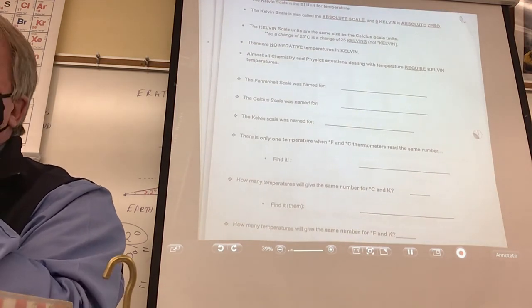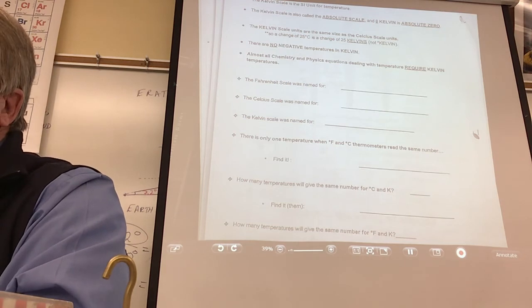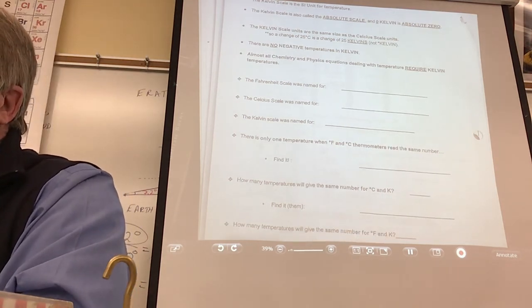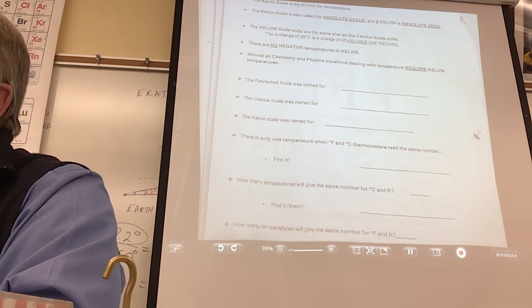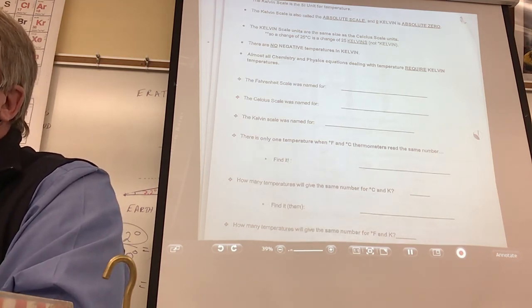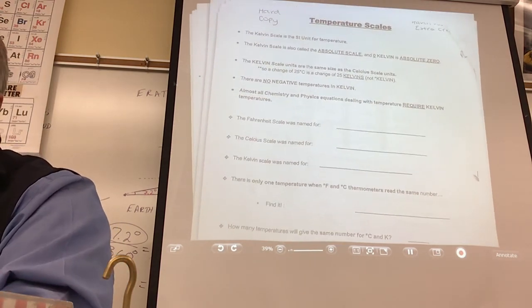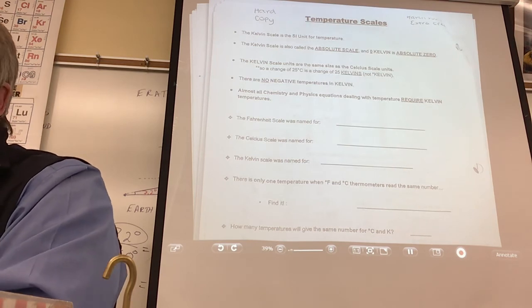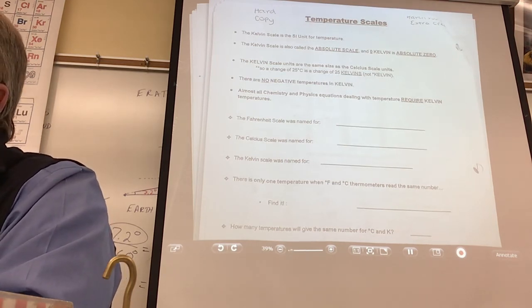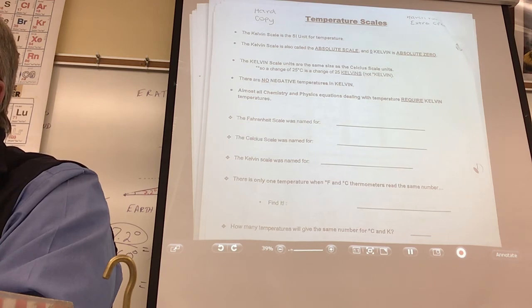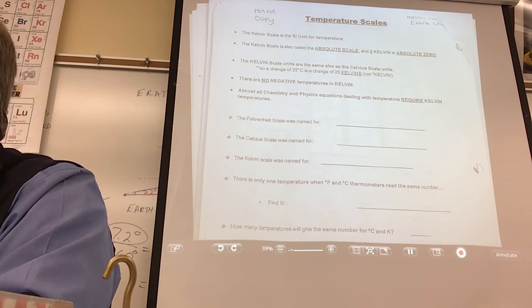And this one, I just want to tell you a tiny bit of history, not a lot. It said here, this is a summary of the temperature scales. Number one, the Kelvin scale is the SI unit for temperature. SI is a modernized metric system, right? The Kelvin scale is also called the absolute scale, and 0 kelvins is absolute zero. The Kelvin scale units are the same size as the Celsius scale units, so a change of 25 degrees Celsius is the same as a change of 25 kelvins. Does that make sense to you?